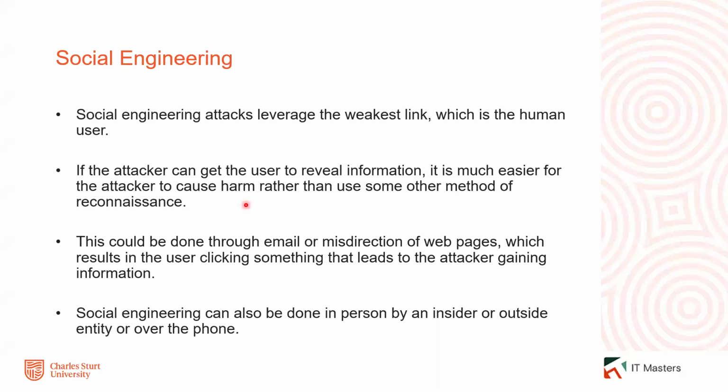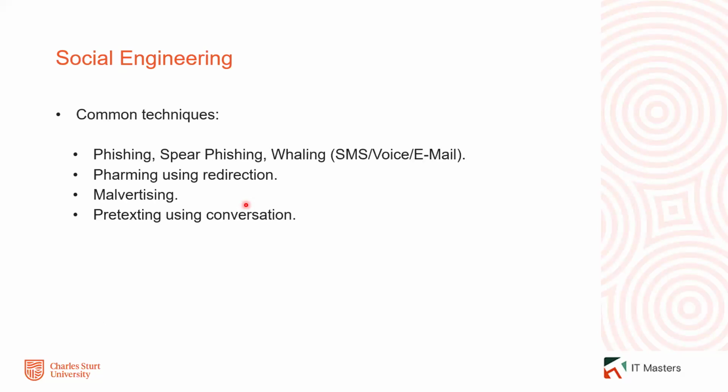So they can use email, they can use face-to-face, they can use the phone, they can use text messaging, they can use misdirection of web pages, they can use pre-texting. There's lots of different ways in which you can be socially engineered. Common techniques include phishing, spear phishing, and whaling, which can be used over SMS, voice, or email, or iMessage, or some other social media, if you like.